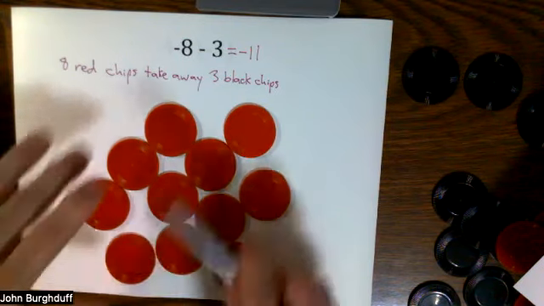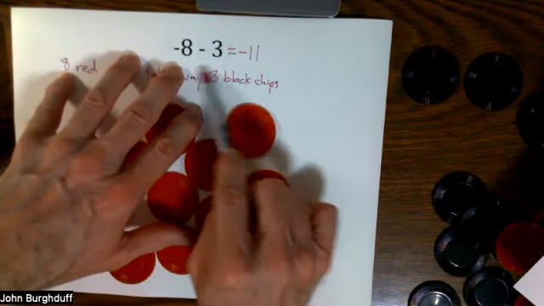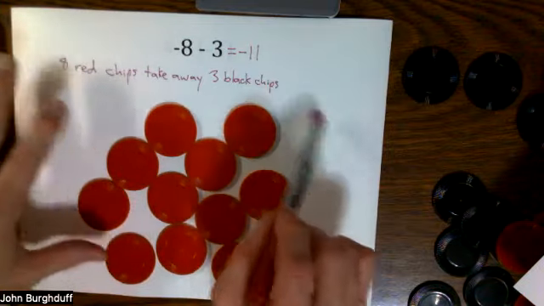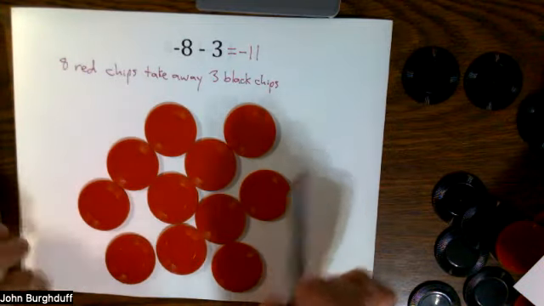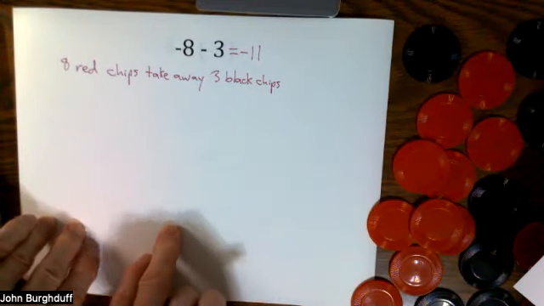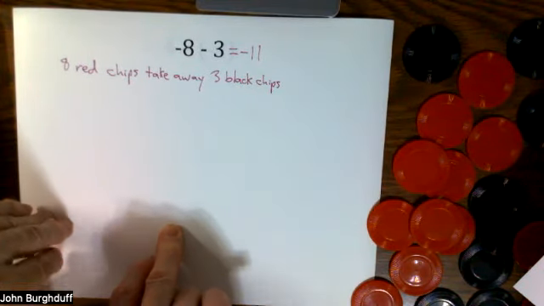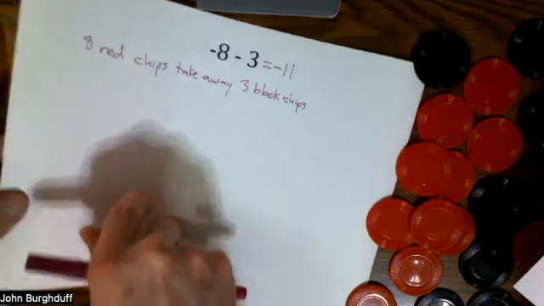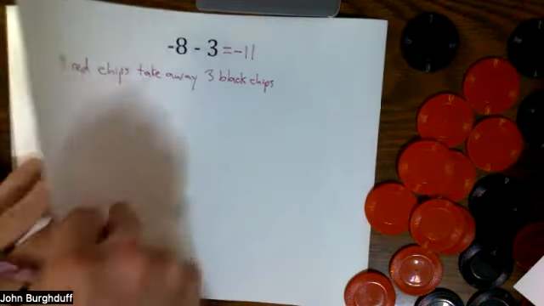Wow, that's very interesting. We're going to have to see if we see the pattern in there. You might already, but don't jump to any conclusions. When you have to subtract away an opposite color, you bring in 0 pairs until you've got enough that you can take away.